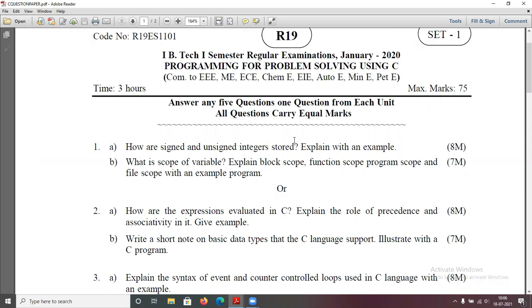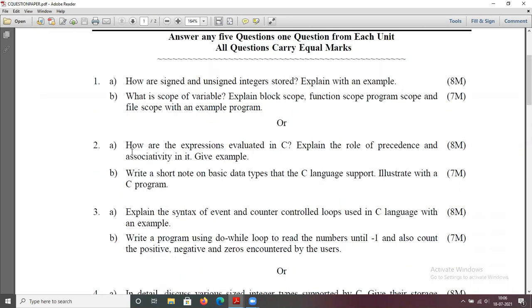In this session, we are going to see the solution for the second question. The second question is, how are expressions evaluated in C? Explain the role of precedence and associativity in it and give an example. Here you are going to explain how an expression is evaluated in C, which is based on precedence and associativity. After that you are going to give one example.